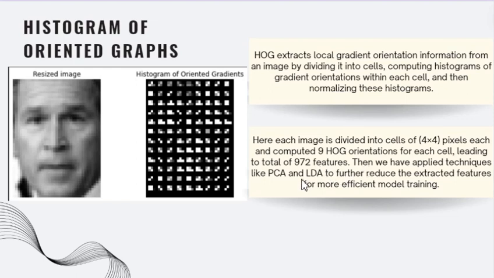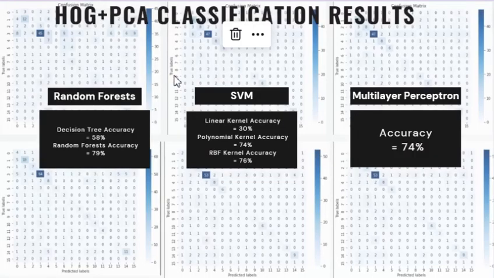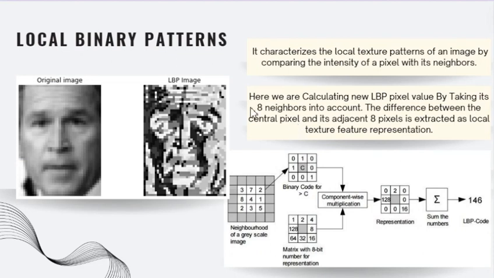Then we have applied techniques like PCA and LDA to further reduce the extracted features, and then we have trained the model using the classifiers. So this is how we applied PCA. After applying PCA, we have taken 600 out of 972 features, capturing 95% of the total variance. Our classification results are: random forest again 79%, SVM 76%, and multilayer perceptron we have achieved an accuracy of 74%.